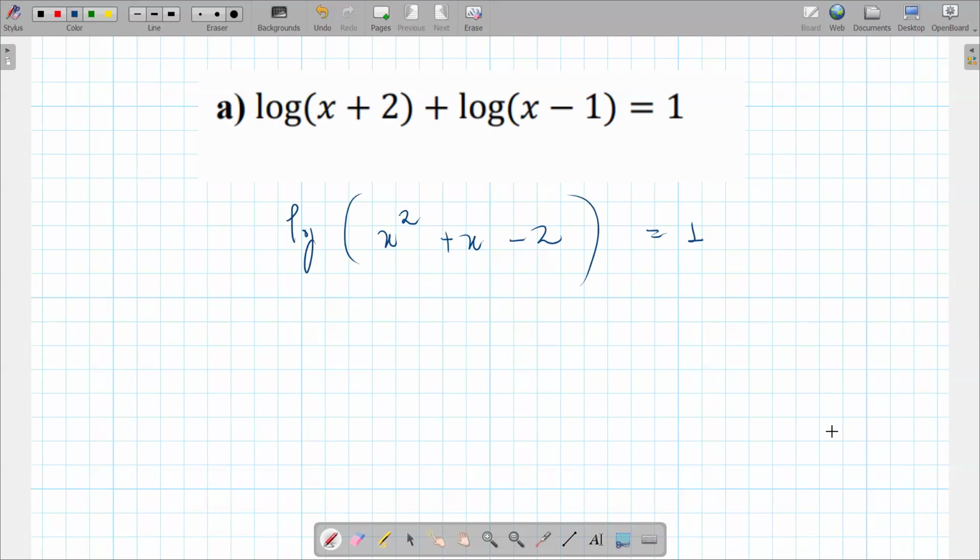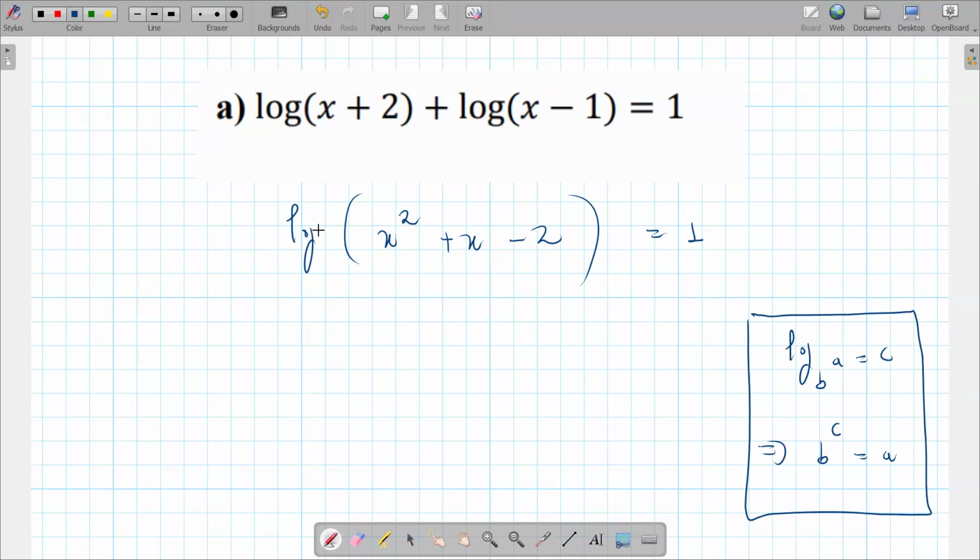Yes. So now to solve a log equation, you convert it into exponents. To solve an exponential equation, you convert it into logs. So here we're going to use log base A equals C, and convert it into B to the power of C is A. So here there's an invisible 10, which is our B. So this becomes 10 to the power of 1 equals, the log disappears.